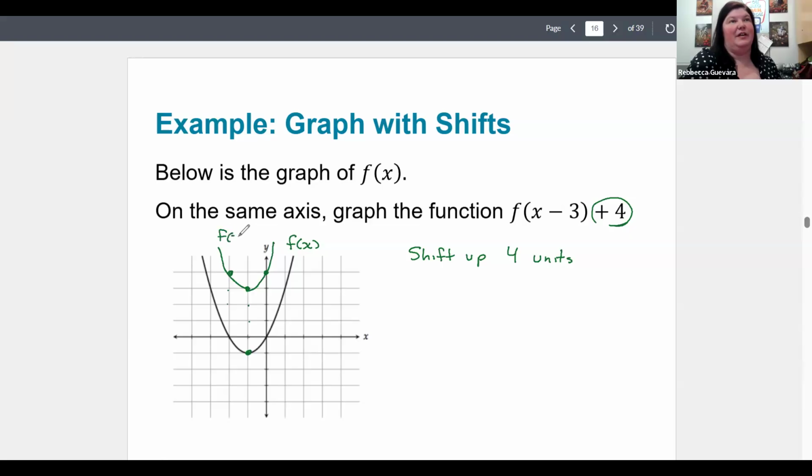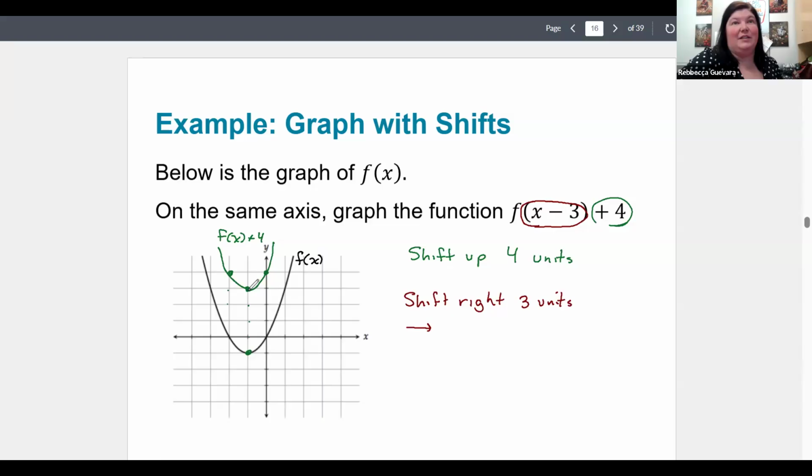So this is my f of x, but I just did the 4. So I'm going to label the other one in black so it makes it a little easier to look at. F of x. The red's going to be my final one here. So if I do this part here, I'm subtracting 3, so I'm going to shift in a positive direction, right? So I'm going to shift right 3 units.